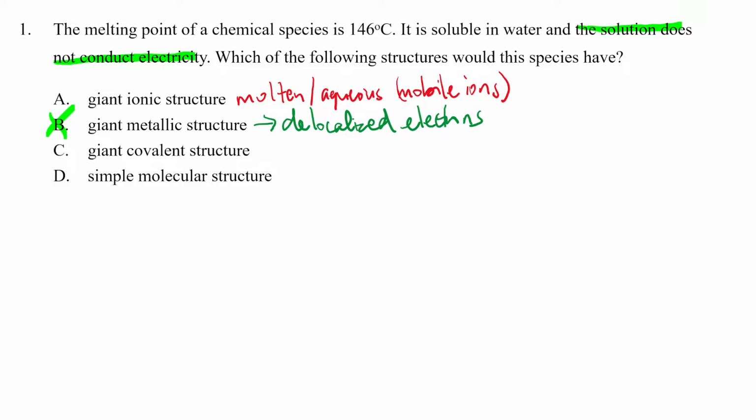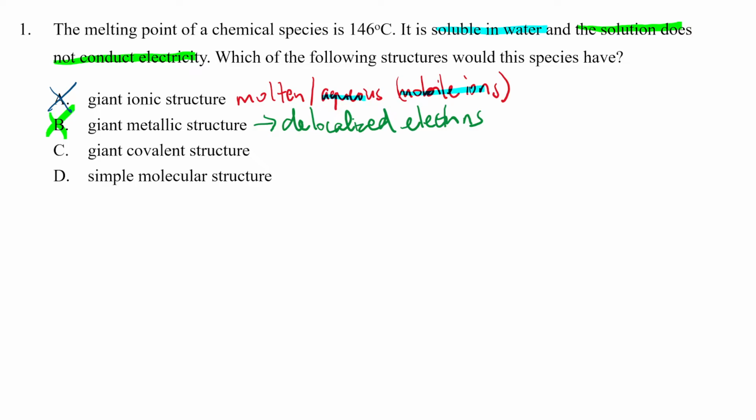And here it says this is soluble in water. That means obviously, if it was an aqueous solution, it would have mobile ions. But this one does not conduct electricity. So I can also rule out A. So that leaves me with giant covalent structure and simple molecular structure.